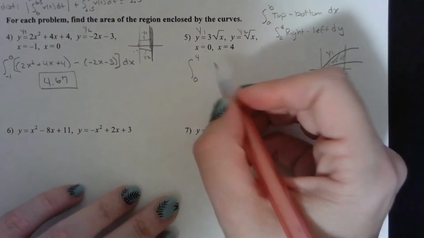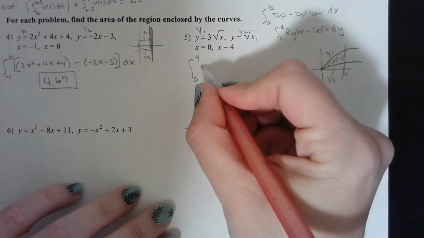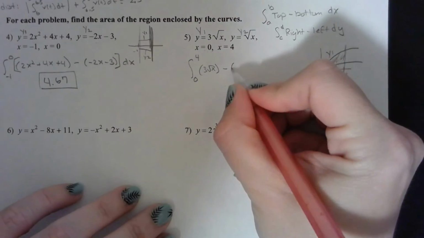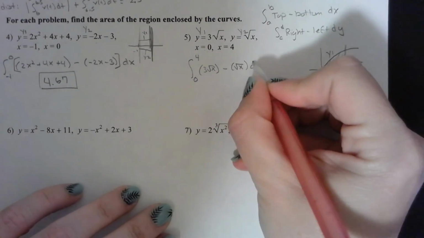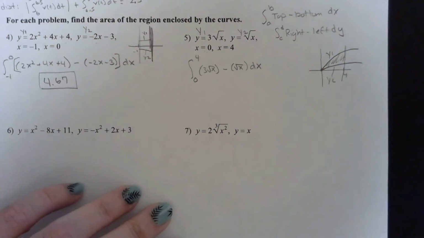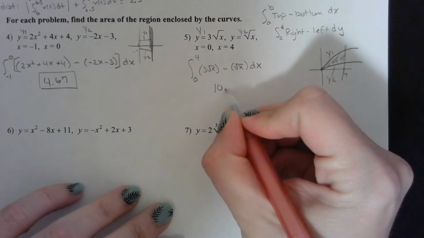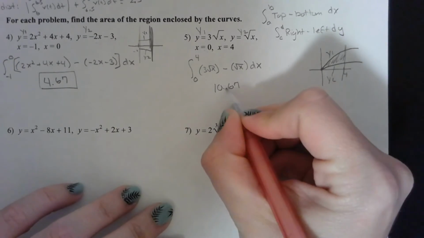Right, and now we're going to just say that it's the top function, 3 square root x, minus the bottom function, which is the square root of x, with respect to x. And on this one, when we do that, we are going to plug it in and get 10.6 repeating, so I'll put 10.67.